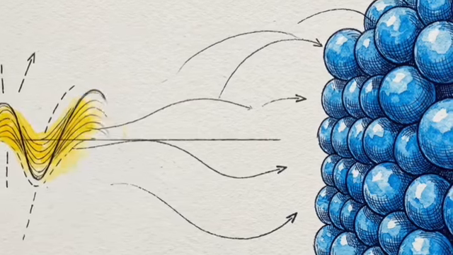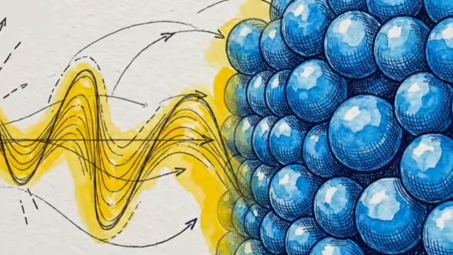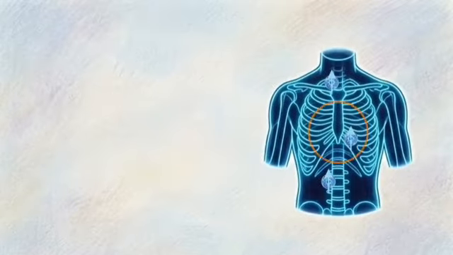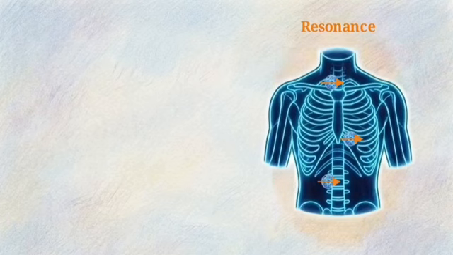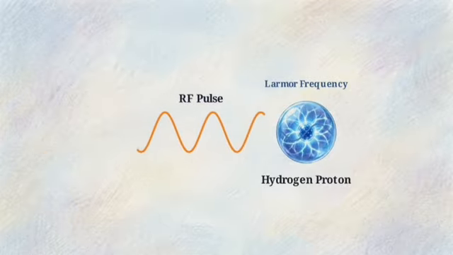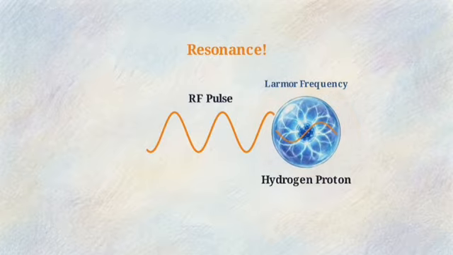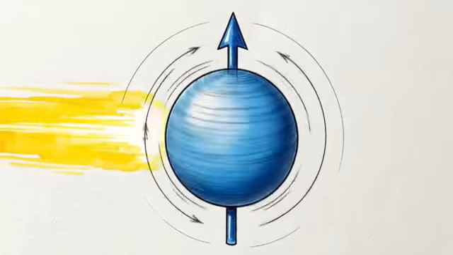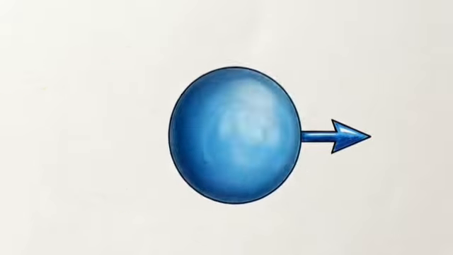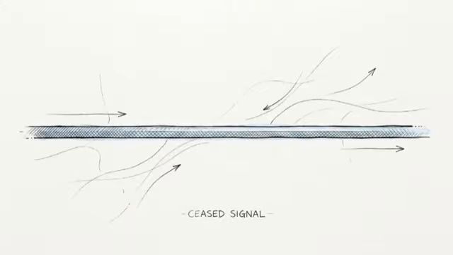To make those aligned protons return useful information, the machine has to knock them out of their aligned state. It achieves this by firing a burst of radio waves, an RF pulse, into the body. This requires resonance. The RF pulse is tuned to the exact precessional frequency of the hydrogen protons, known as the Larmor frequency. If the frequencies match, energy transfers directly from the radio wave to the proton. Absorbing this radio energy forces the protons to tip sideways, violently knocking them out of alignment with the main magnetic field. Then, the RF pulse is suddenly turned off.